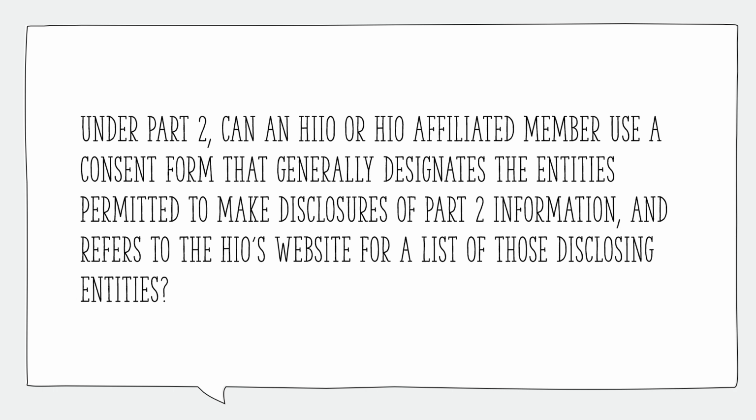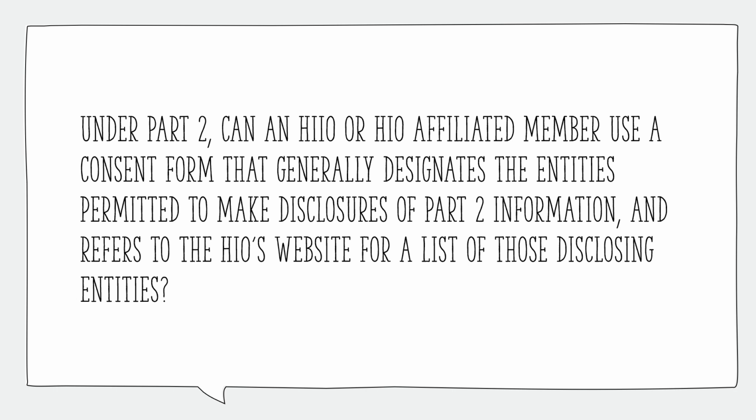So Part 2's consent provisions allow either the name or general designation of the program or person permitted to make the disclosure, and it has to be specified on the consent form. Because a general designation is permitted, if that general designation is used, then the specific names of the disclosing entities don't need to be included on that consent form, and the patients can be referred to the HIO's website for a list of those entities. And this is in contrast to Part 2's consent provision regarding the recipients of the Part 2 data.